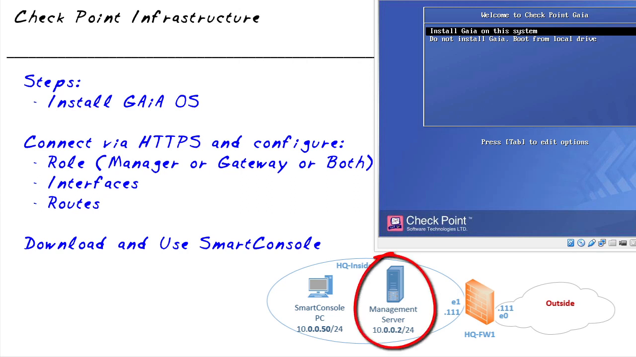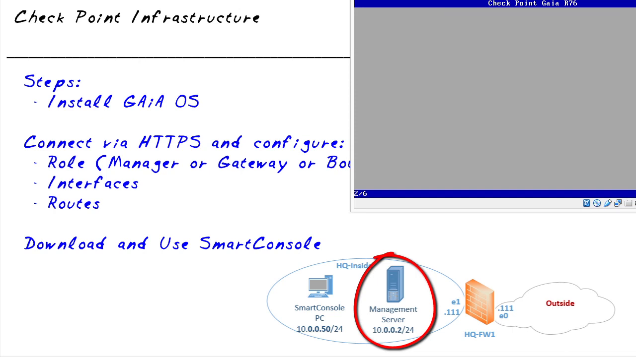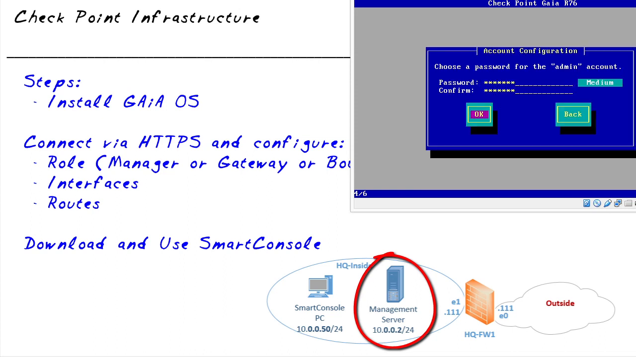So I simply booted the management server from a CD-ROM. I'm going to press enter to say, please install Gaia on this system. We get a confirmation saying, do we want to proceed? We'll press enter for OK. We'll pick the US keyboard. We'll accept the defaults for the allocation of the disk space. We'll provide a password for the admin account and press OK.